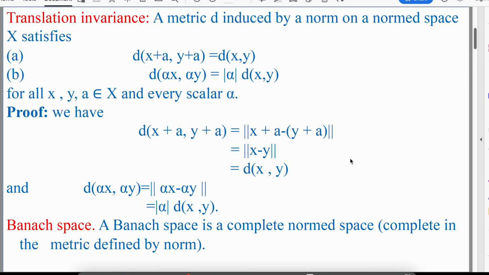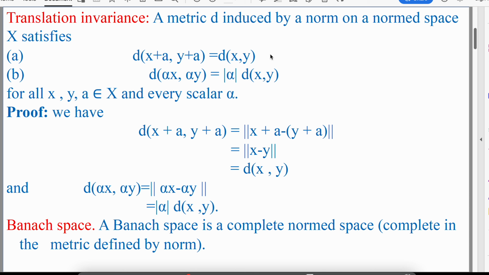So first of all, we will look at the concept of translation invariance. In the last lecture, we studied about norm space. So a metric space d induced by a norm on a norm space X satisfies these two conditions. First one states that distance between x plus a and y plus a is same as the distance between x and y. Second is distance between alpha x and alpha y is equal to modulus of alpha multiplied by distance between x and y. Here x, y and this a are elements of norm space X, and alpha is any scalar, means it belongs to a field F.